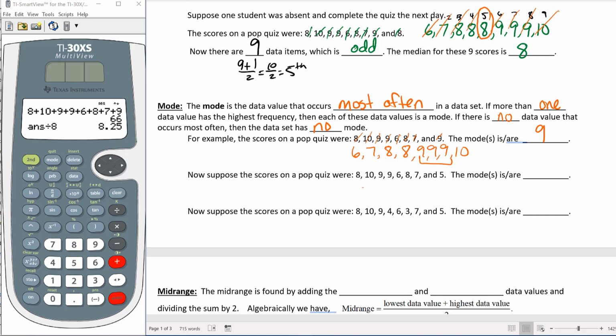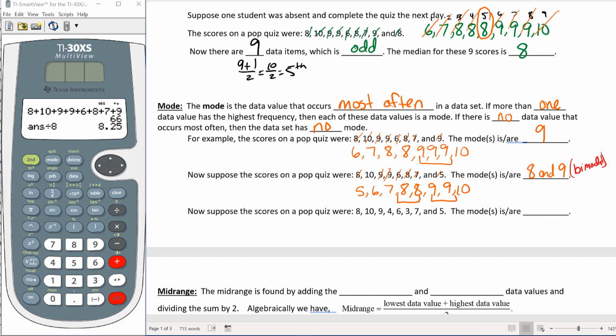Now I went ahead and changed up some of these numbers. So we have 5 and 6 and 7, 2 8s, 2 9s, and a 10. In this case, 8 appears twice, but also 9 appears twice. Because 8 and 9 both appeared the same number of times and they're the highest, there are going to be 2 modes. So the mode is both 8 and 9. We call this bimodal, because there's 2 modes.